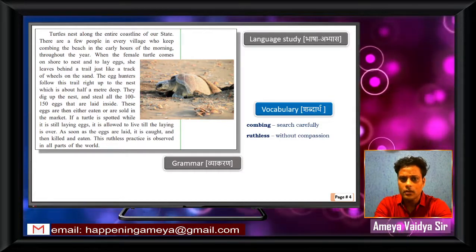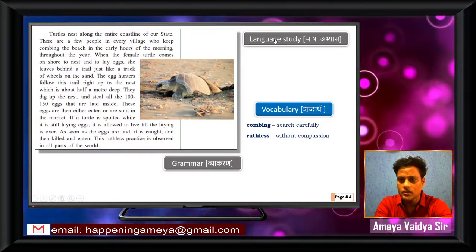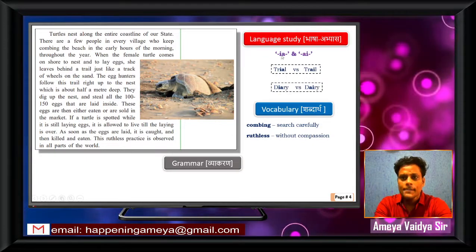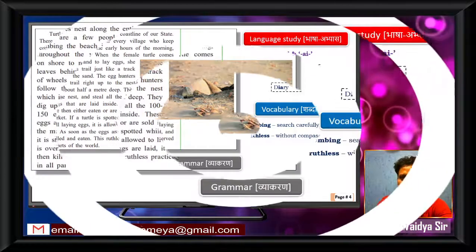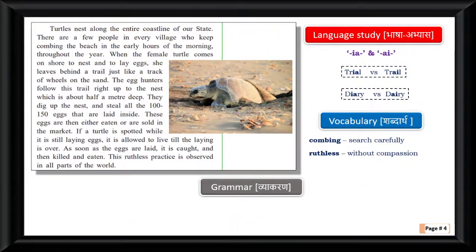Do we have something to study as far as language study is concerned? Yes. This is very interesting, guys. IA and AI. So look at the first one. Trial versus trail. You have the word in the passage. TRIAL and TRAIL. Guys, talking about English, isn't it really stunning?